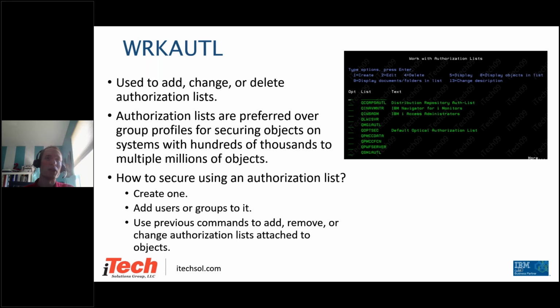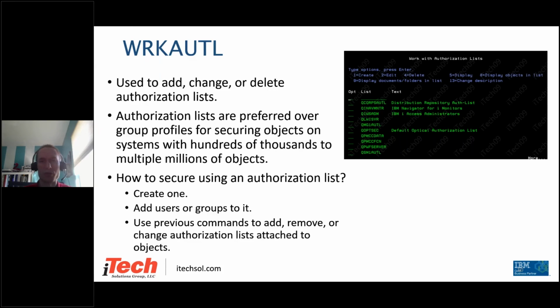Well, you start by creating one as the first step, which you can do using the work authorization list and the create option. And then you have to add users or groups to that authorization list. Also, along with that, you can authorize certain users to be able to modify that list, or no one. You may have just one person that can modify it. And then the previous commands we just mentioned, you can use to add, remove, or change the authorization list attached to the object.